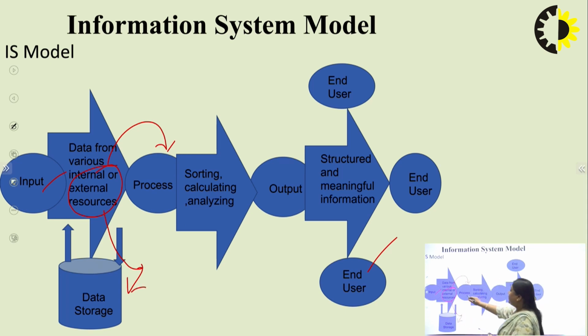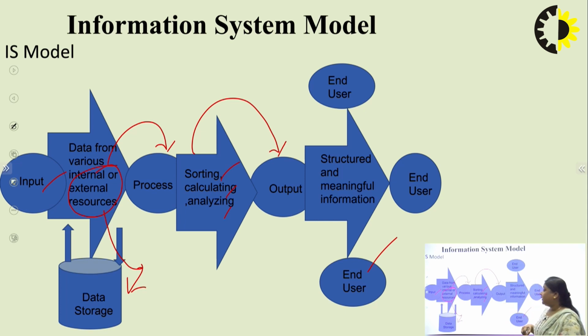Okay. So, in processing, some calculations have been performed on that data: sorting, calculating, analyzing, anything. After processing, it has been converted into some output. Output means some structured and meaningful information, relevant information that is required by the end user or client.